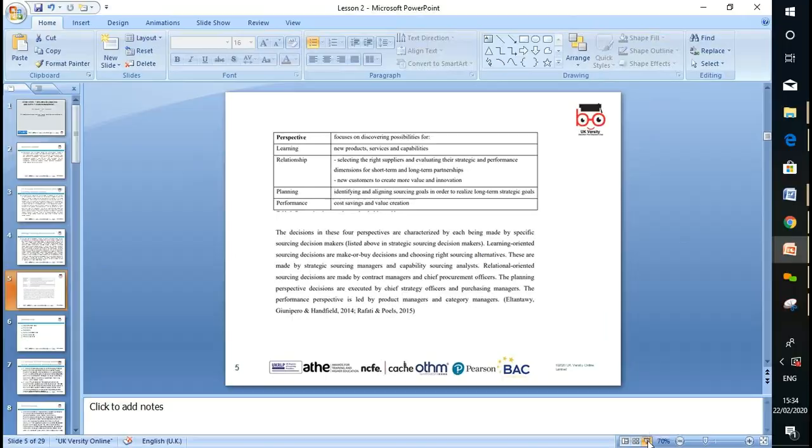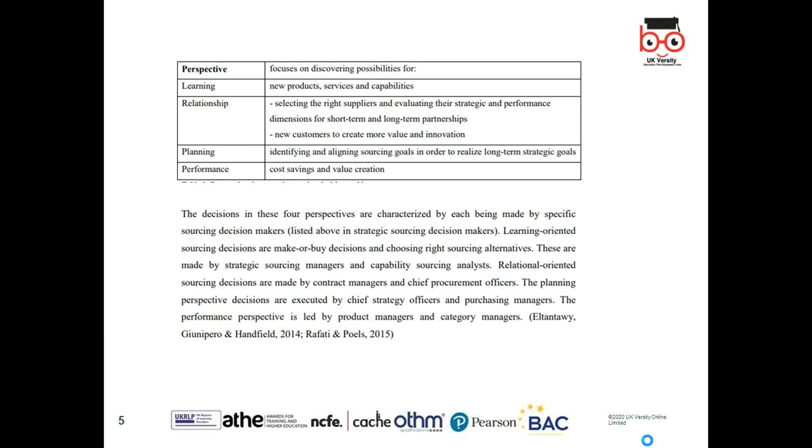Okay, next, when we make procurement decisions, we look at the perspectives. First, focus on discovering possibilities and learning. Sometimes new products, services or capabilities can be outsourced as well. Then the relationship side: selecting the right supplier, and evaluating their strategic and performance dimensions for short-term and long-term partnership. Do we want to outsource just one product or every product? We need to think about new customers to create more value and innovation. And planning: we need to identify and align sourcing goals in order to realize long-term strategic goals. We also look at performance in cost saving and value creation.